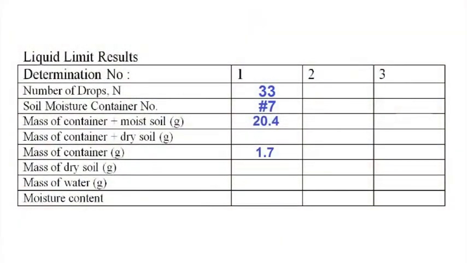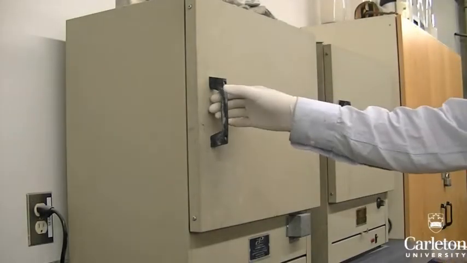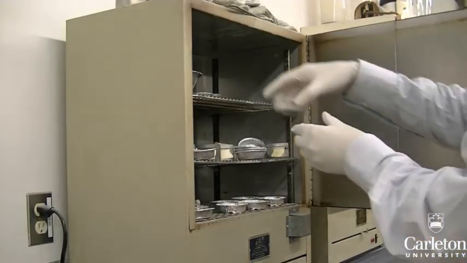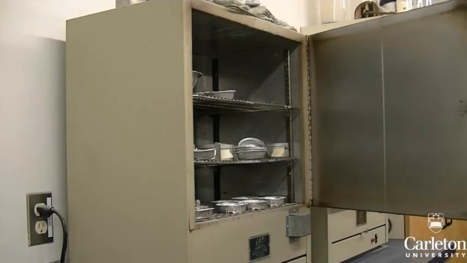For each of your 3 successful tests, record the number of a moisture container, its mass, and the mass of a sample of wet soil placed into it. Place all 3 samples in an oven to dry. It is okay to do the test more than 3 times.